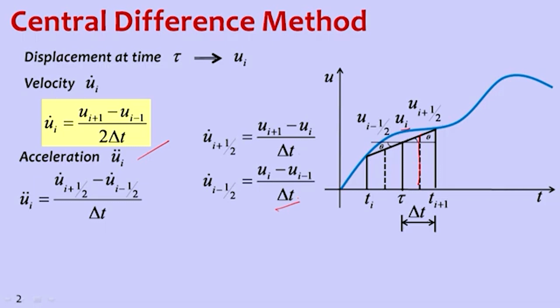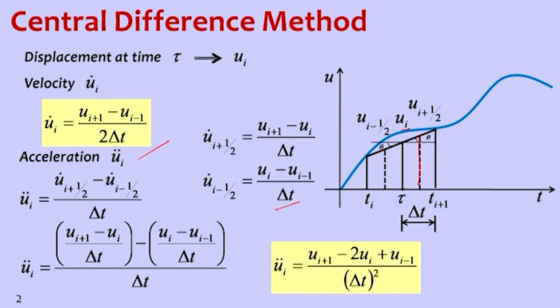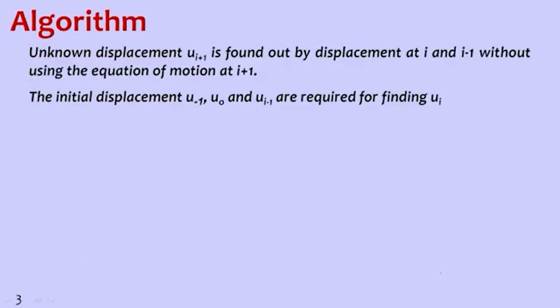So, using these two, we have u double dot represented like this: u double dot i is equal to u i plus 1 minus 2 u i plus u i minus 1 by delta t whole square. So, this is how we represent u dot i and u double dot i. This has already been discussed in the lecture.